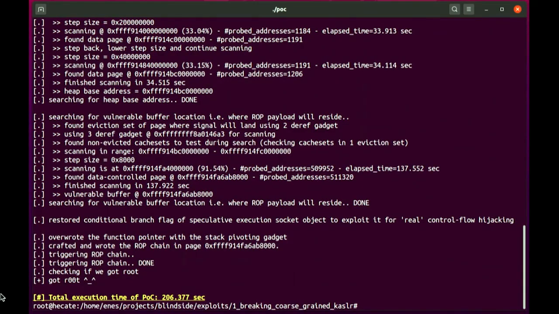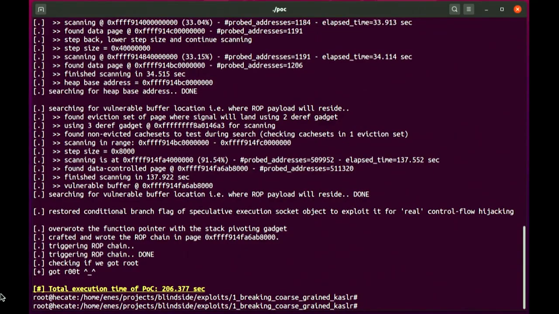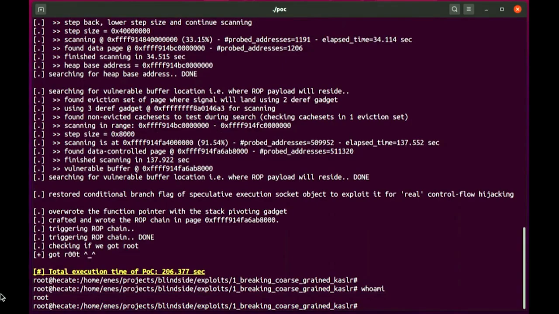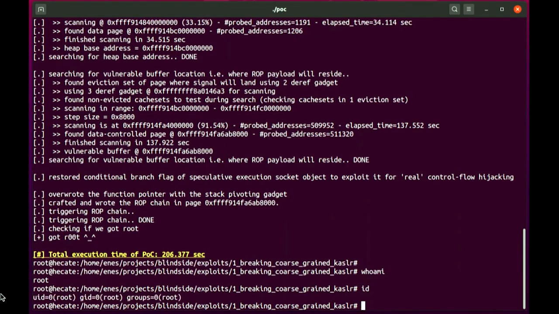And Leo, I see that it is just about to finish. Who am I? Here we go. Am I? And I am root. Yep. Or Groot. Oh, baby. Wow. So they got root.